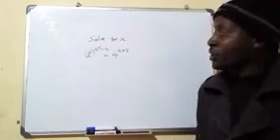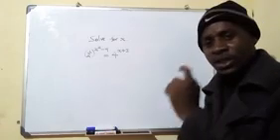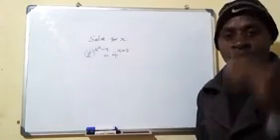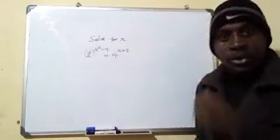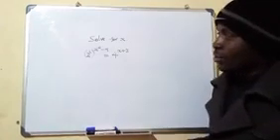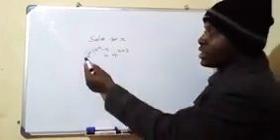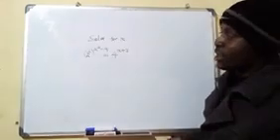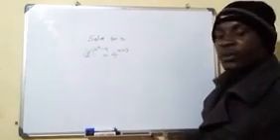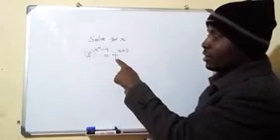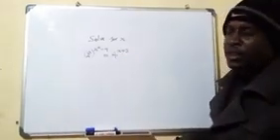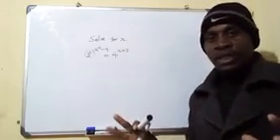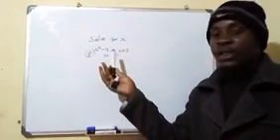Okay, so this question is under indices. I got it from a Grade 10 textbook. So this is the question. It's under indices. We have this base, which is 1/2, and the index is x squared minus 9, and on the other side the base is 4 and the index is x plus 3.